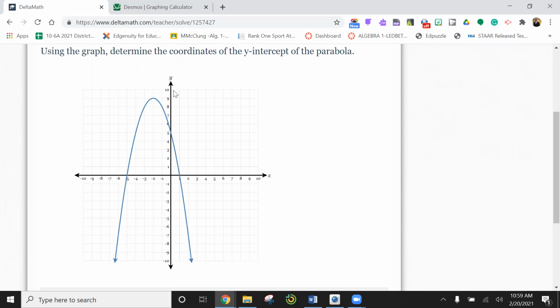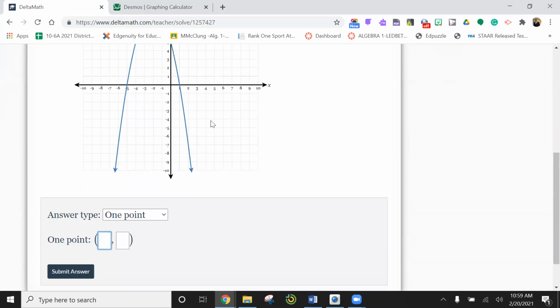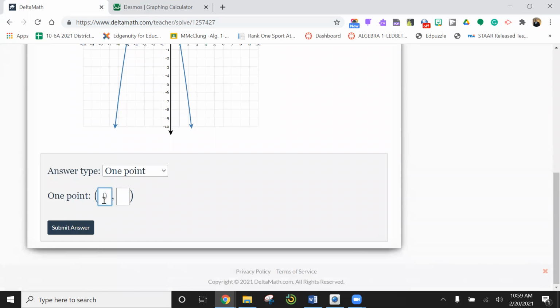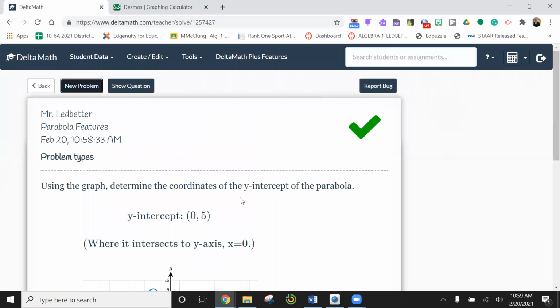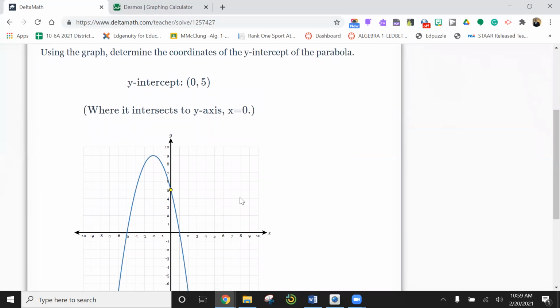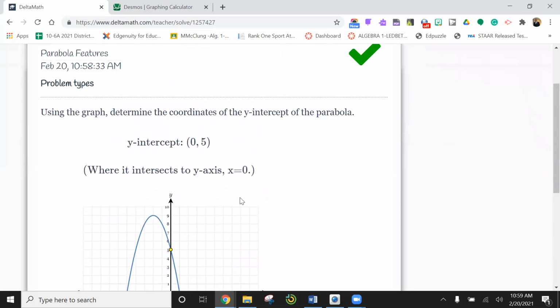That's when y is 5. The x value at that point is 0. See, the number between -1 and 1 is 0. So it's 0, 5. I'm going to put 0 and then 5. Ta-da, and I got it right. So there it is.